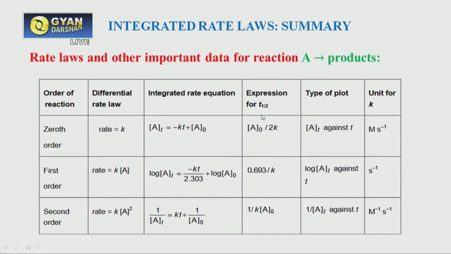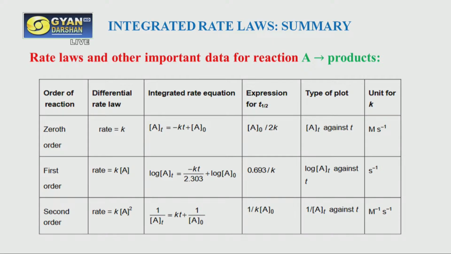And T half also we have given, because for the zero order reaction, the T half is directly proportional to the initial concentration of the reactant, it is independent for the first order reaction, and it is inversely proportional for the second order reaction. And the type of plot we also discussed, and the unit we have given for the zero, first, even for the nth order reaction and the fractional order reaction, we have given the unit of the rate law or the rate constant. So here we have discussed the differential and integrated rate law.